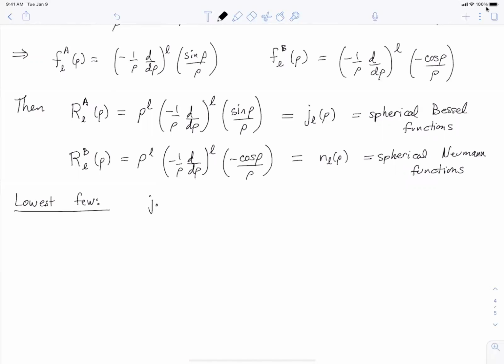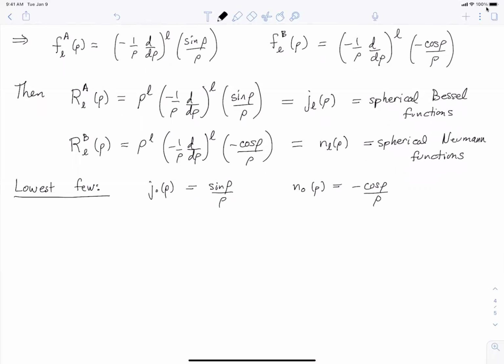Okay, so J0 of rho, we basically already know is sine rho over rho. n0 of rho is minus cosine rho over rho. And again, the minus sign was somebody's idea that that's how the spherical Neumann function should be defined. Then you can go to J1. You do the derivatives and you find out this is sine rho over rho squared minus cosine rho over rho. And for N1, it's minus cosine rho over rho squared minus sine rho over rho.